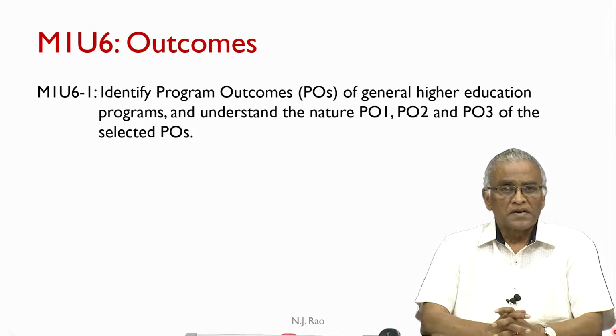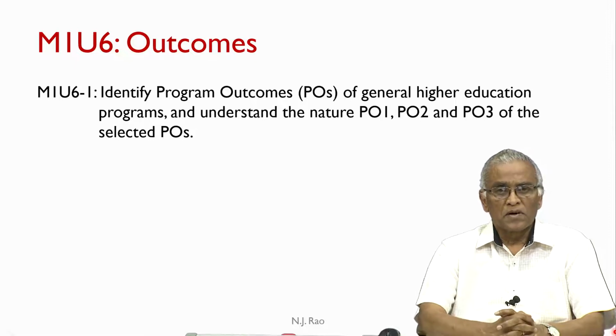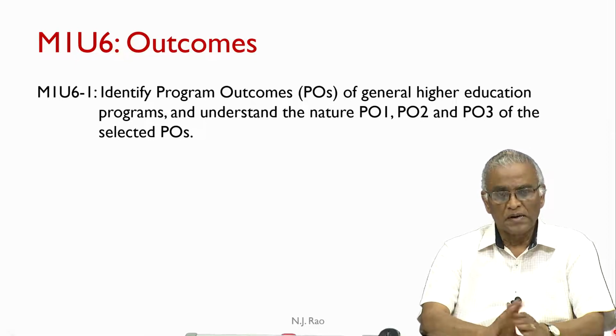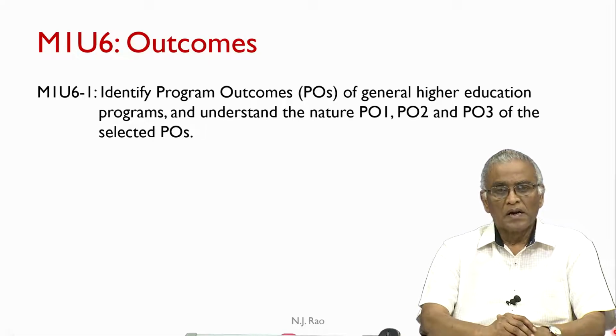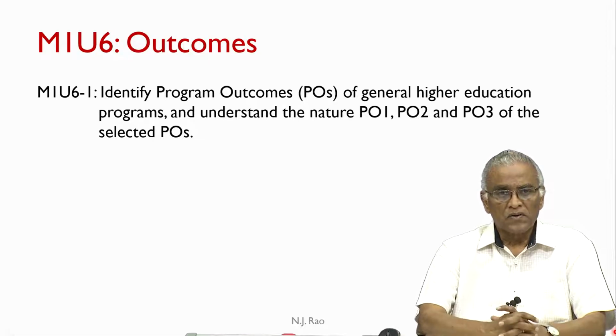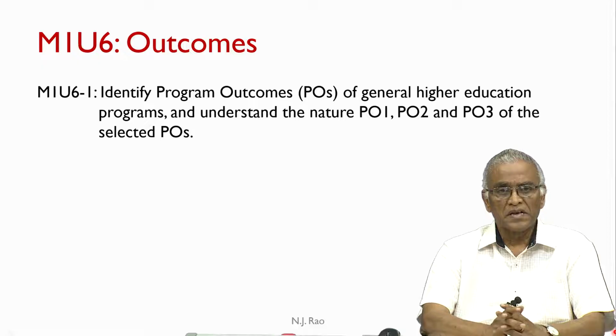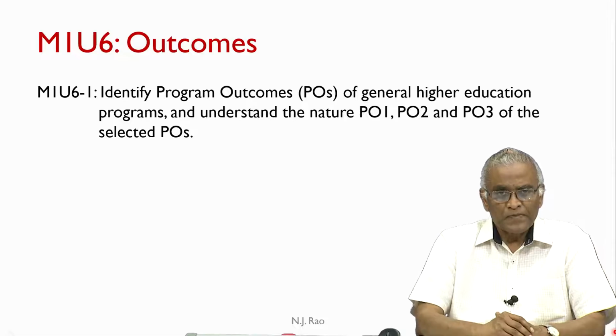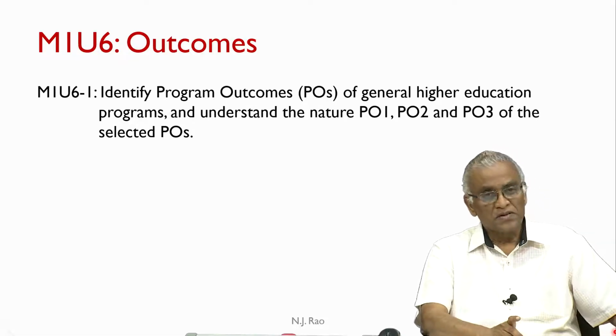So, we understood the role and features of NAAC accreditation. Now, in this unit, we will try to identify program outcomes of general higher education programs, and in particular we will also try to understand the nature of PO1, PO2 and PO3 of the selected POs. That is what we will be looking at in this current unit.